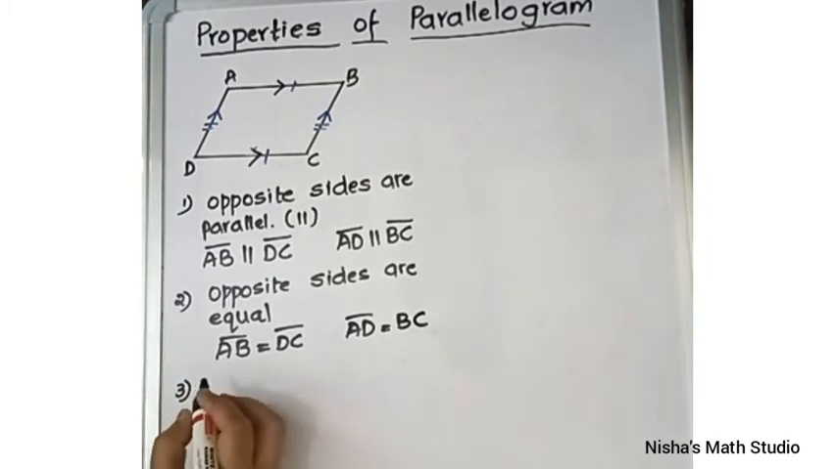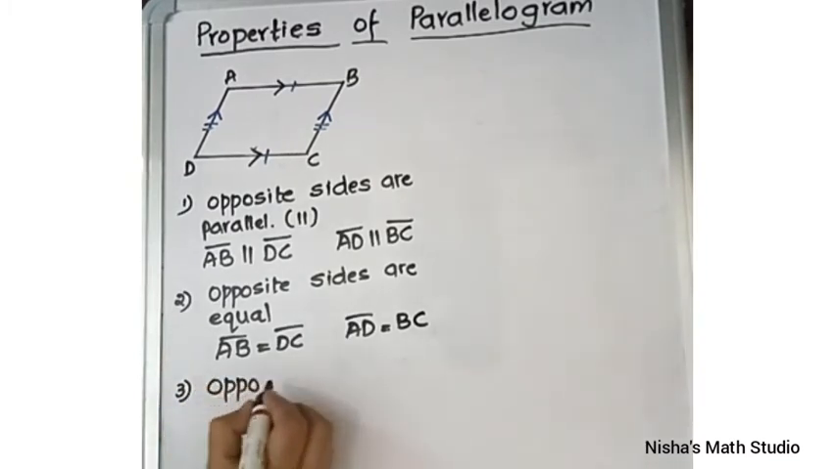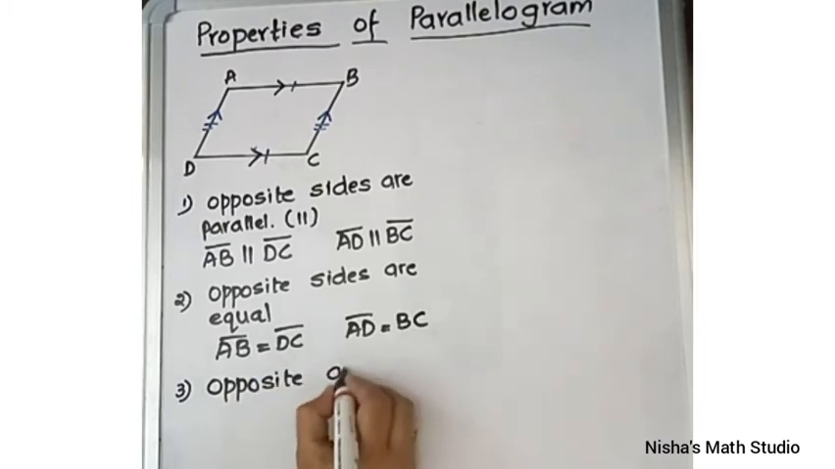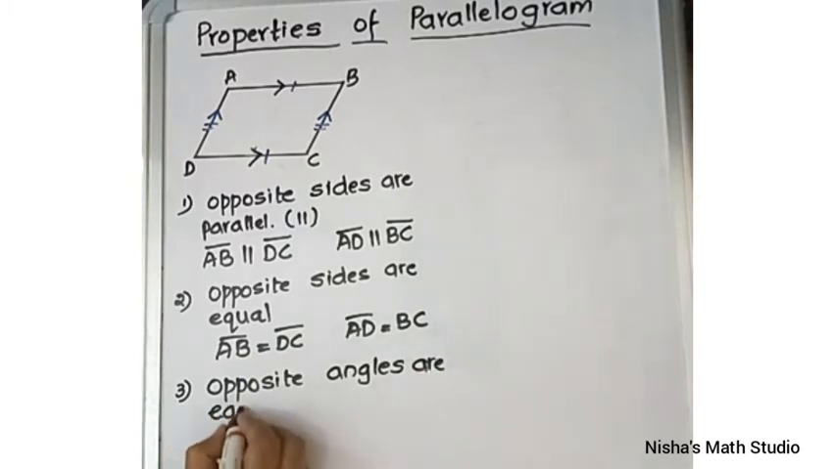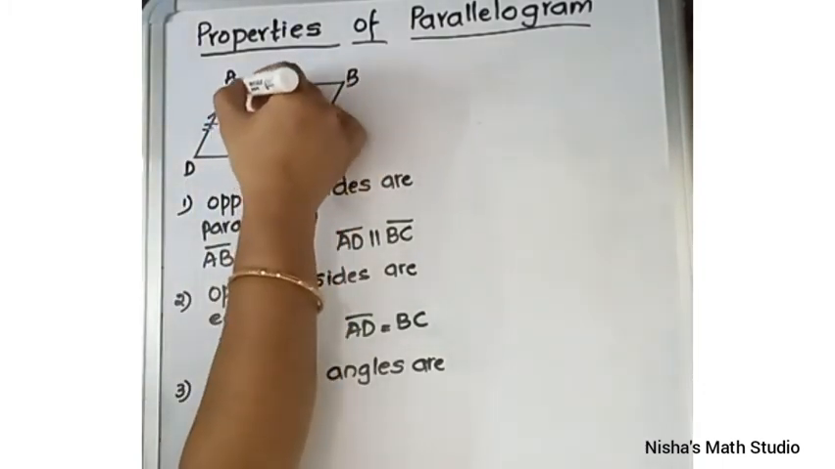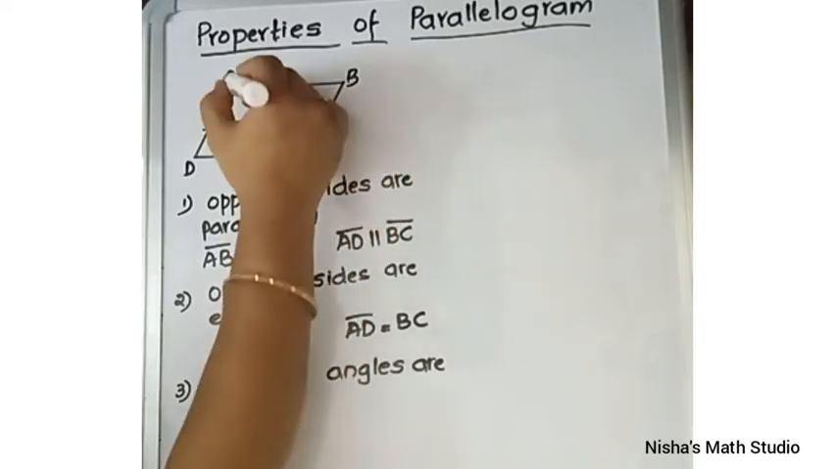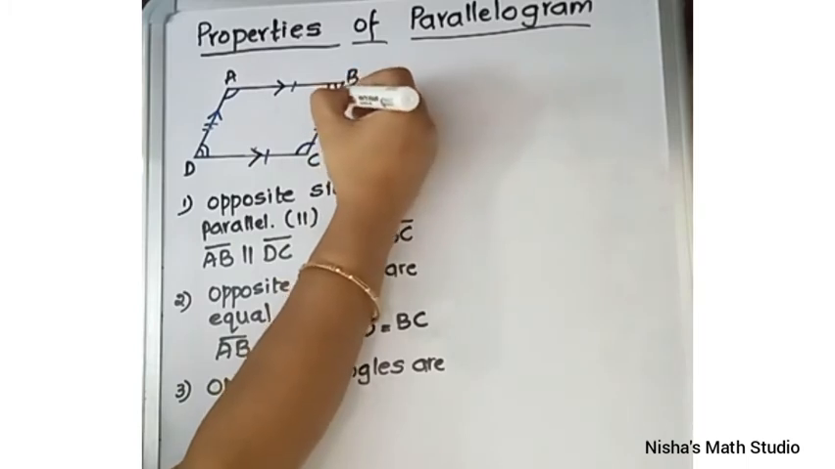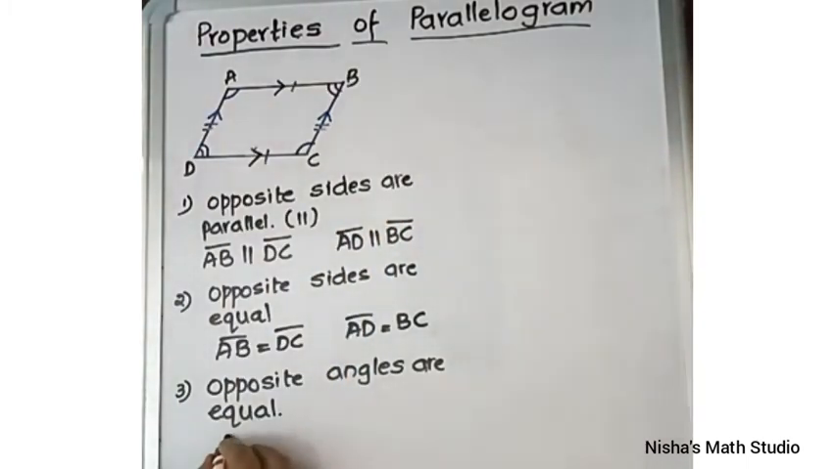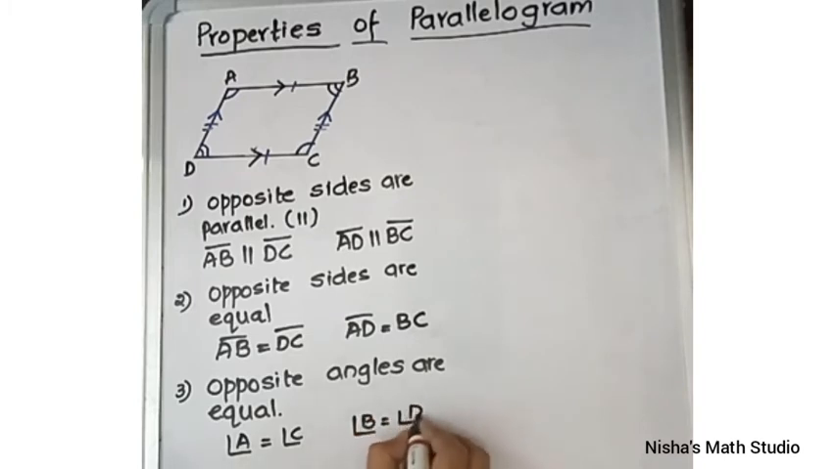We'll see the third property. You know what are opposite angles? Opposite angles are equal. Which is the opposite of angle A? It is angle C. So measure of angle A will be equal to measure of angle C and measure of angle B will be equal to measure of angle D. So I can write it as angle A is equal to angle C and angle B is equal to angle D. The third property is opposite angles are equal.